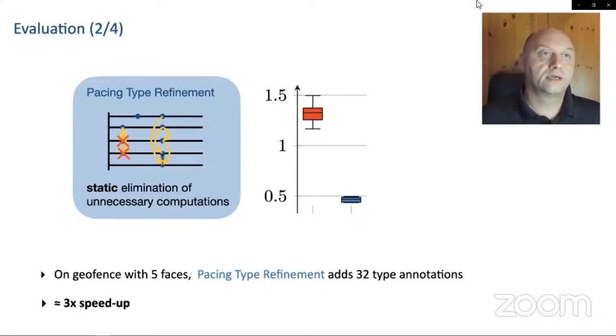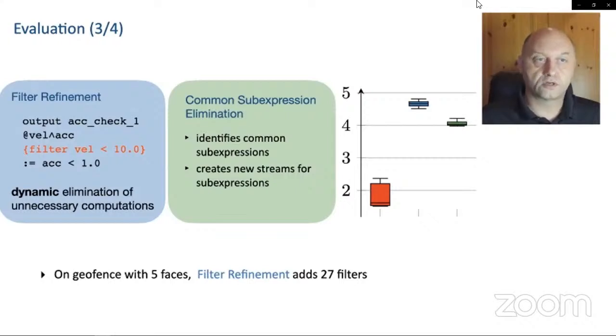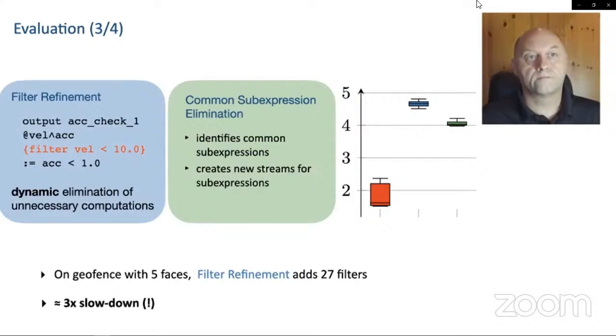Now, in the next experiment, we have a little bit of a shock. So we tried filter refinement both alone and in combination with common subexpression elimination. Now, the result is actually a slowdown, and a pretty bad one, a 3-fold slowdown. So what's wrong here? Well, our original specification had absolutely no filter conditions, and apparently the introduction of the filter conditions caused so much work that the total effect of the transformation became negative.